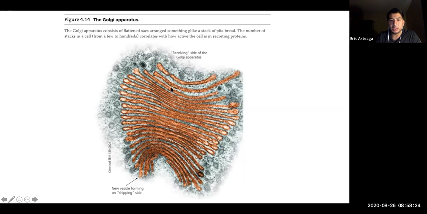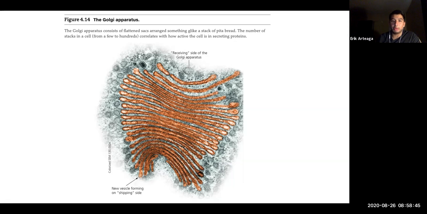There are different membranes. So this is the receiving side of the Golgi apparatus. The vesicles come here, they fuse, and then they're processed, and then new vesicles will form and bud off into where they need to go. So it can be some other area of the cell, or it can be out into the environment, outside of the cell. It just depends on what that molecule is, right?